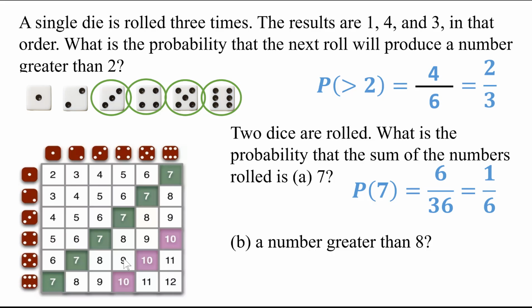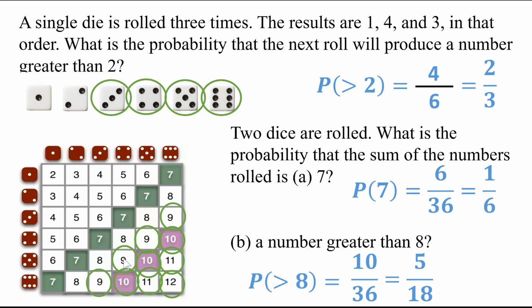The probability of getting a number greater than an 8: look at all the numbers that are greater than 8 in this chart, right there. So there are 10 of them, 10 rolls you could get with your 2 dice whose sum would be greater than 8. All right, so the probability of getting a number greater than 8 is going to be 10 over 36. So 10 possibilities over the total possibilities, 36. And if you reduce that, you get 5/18.